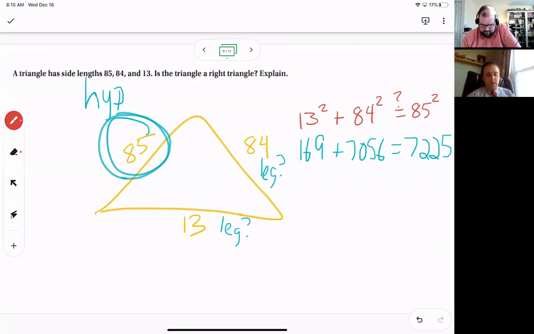So do you think it'll work? What do you think? I think it might, because when I add these two together, I get 7,225. That gives me 7,225 is equal to 7,225. So we have the right triangle. That means that that is our right angle. Not to scale, friends. Not to scale.